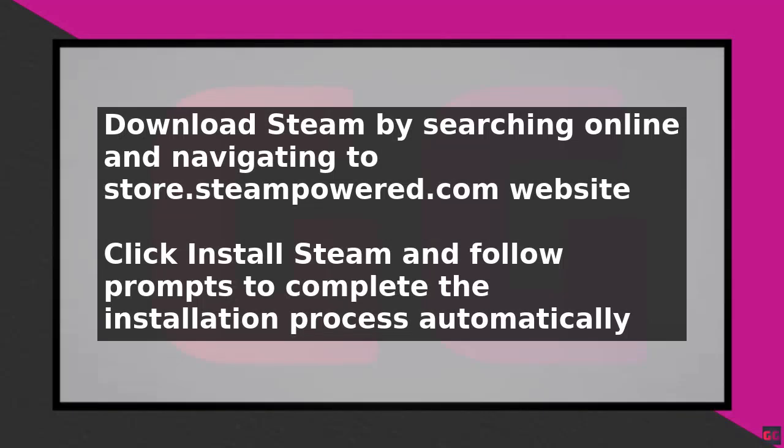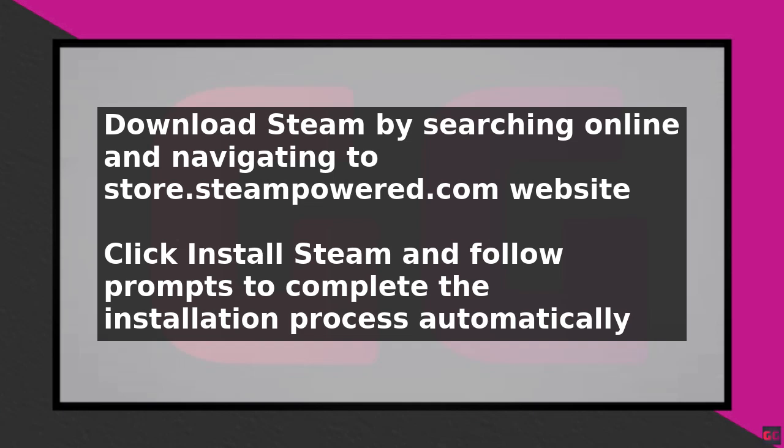To download and install Throne and Liberty on a PC or laptop, start by downloading Steam, a platform that allows you to buy, download, install, and play games. This can be done by searching for Steam on a search engine, such as Google, and navigating to the Steam website, which can be found at store.steampowered.com. Once on the website, click on the Install Steam button.